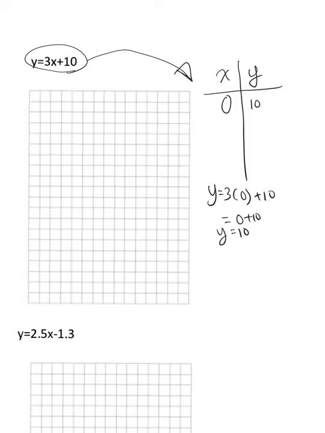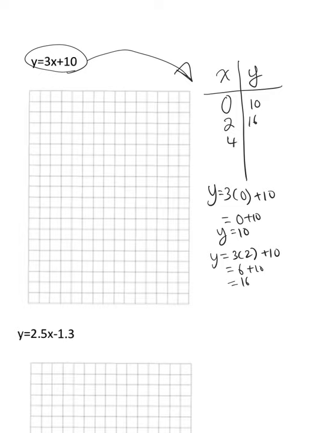And you do another one. Let's say, what about when x is 2? So y is equal to 3 times 2 plus 10. I get 6 plus 10, and that gives me 16. I have another point. So I have a point at 0 and 10, and a point at 2 and 16.